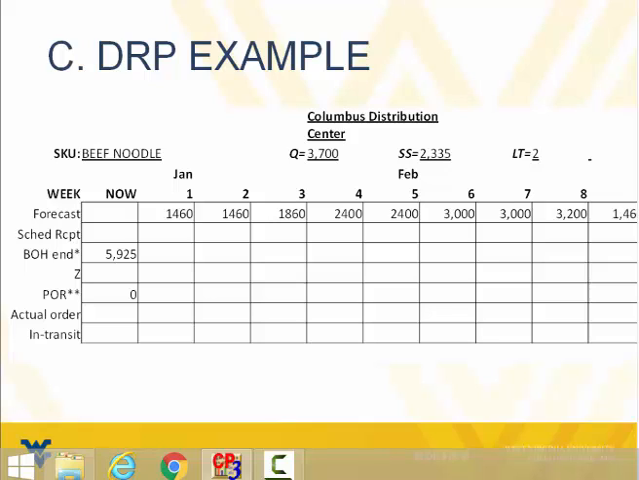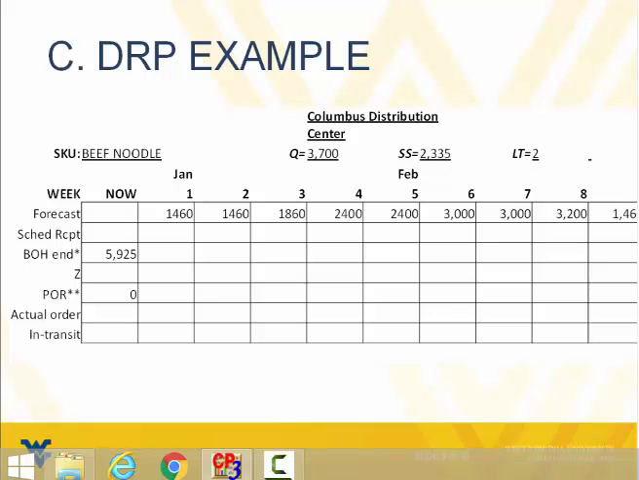We have a planning horizon of 9 periods. For some reason, this has not all come together here. So we have a planning horizon of 9 periods, and then we have our forecast for those 9 periods. Is that clear so far?